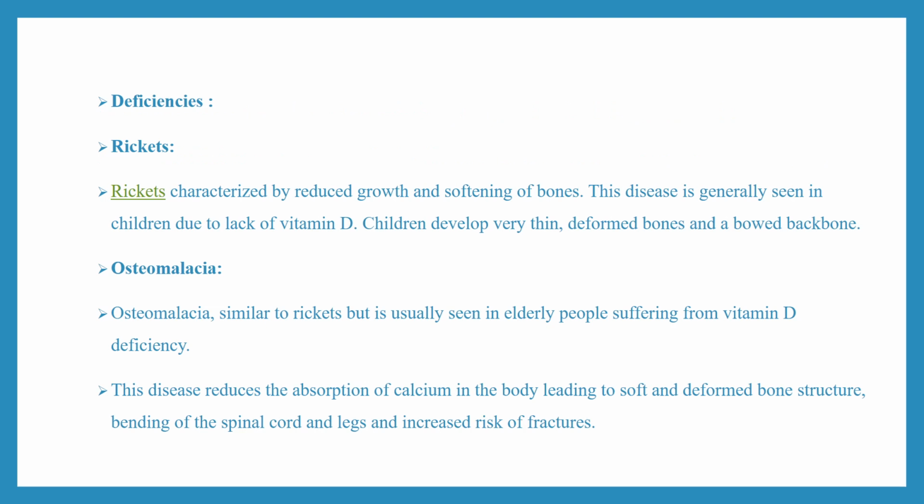Deficiency symptoms are rickets. Rickets is characterized by reduced growth and softening of bones. We can see it in children because of this deficiency of vitamin D; children develop very thin, deformed bones and bowed backbone. Osteomalacia. We can see this osteomalacia in elderly people who are suffering from vitamin D deficiency. This reduces the absorption of calcium in the body, leading to soft and deformed bone structure.